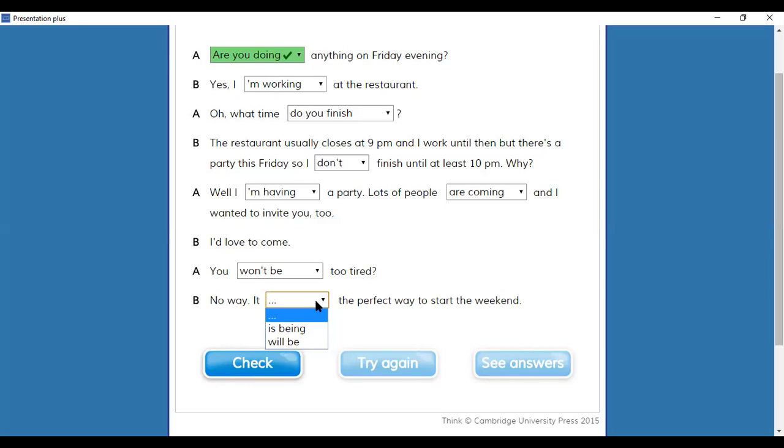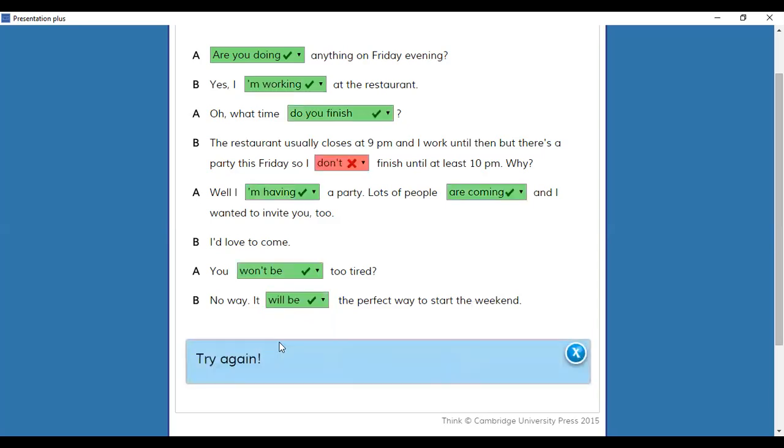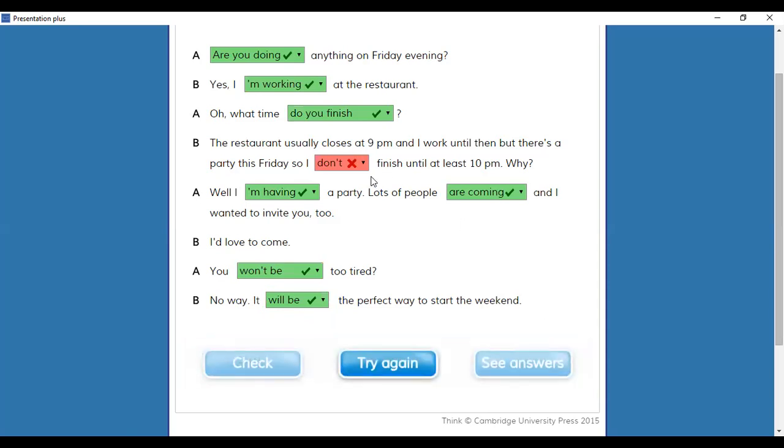Is being or will be? Will be. Yeah, will be. And this is maybe a prediction, an opinion. I think it will be the perfect way to start the weekend. Mi opinión seguramente es la mejor forma de empezar el fin de semana. So it's opinion. Ya, aquí tenía duda.